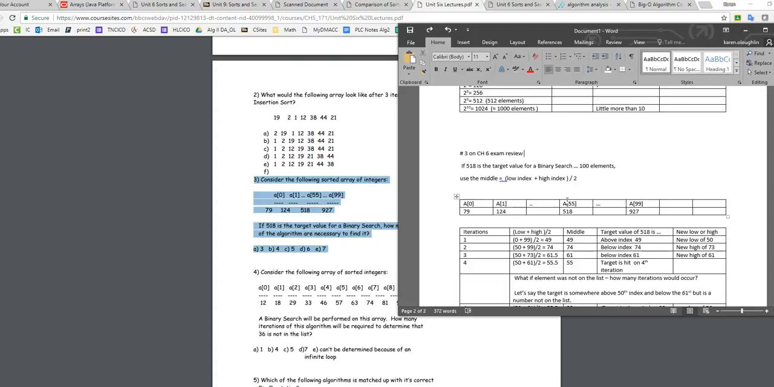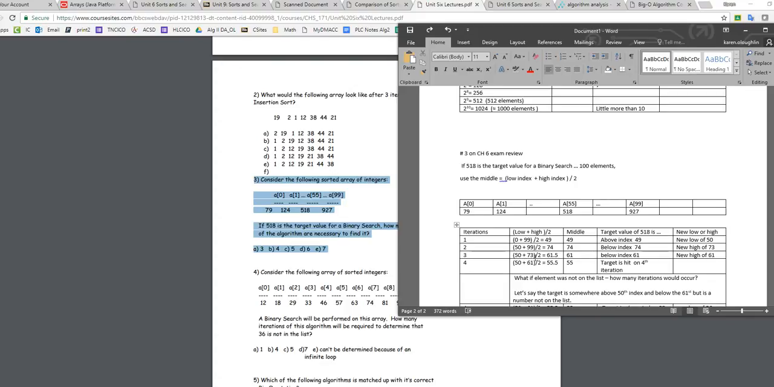So then I look to see where the 49th index would be, and it would be somewhere in here. Okay, and so my target value of 518 is above index 49, so now I move my low value up to 50. Because it's not 49, I go one more, so I now have a new low value of 50. Do that calculation again. 50 plus 99 divided by 2 is 74, and so 74 is somewhere between these two values, and so 518 is below the index of 74. I now have a new high value of 73. So I go down one less, and I do the calculations again.